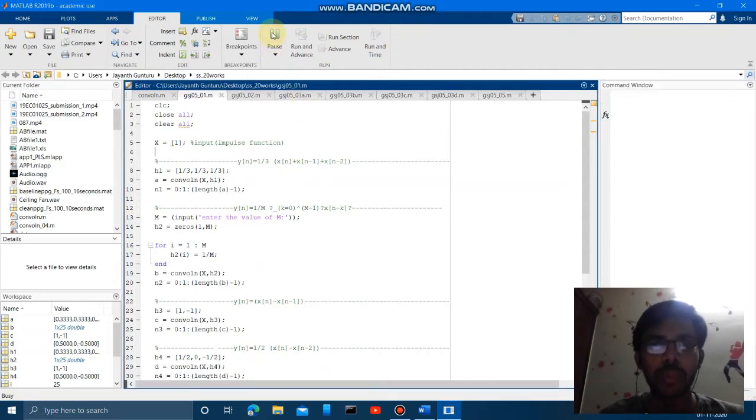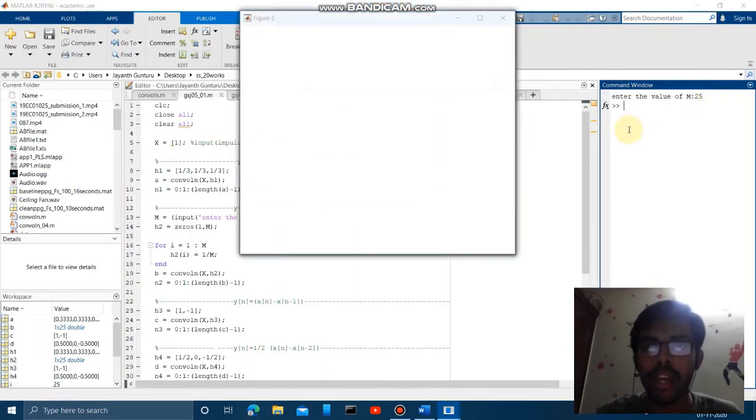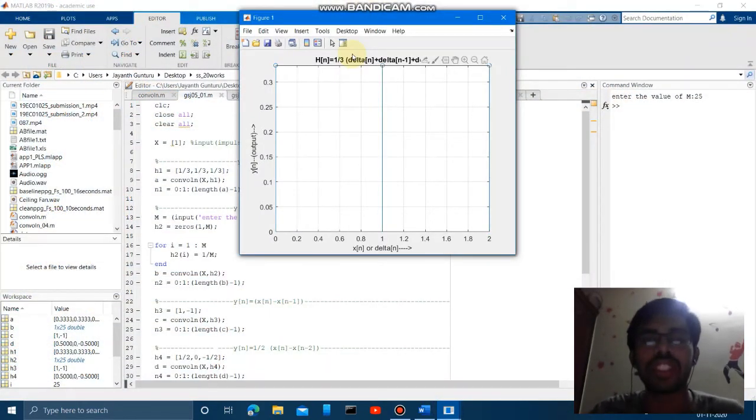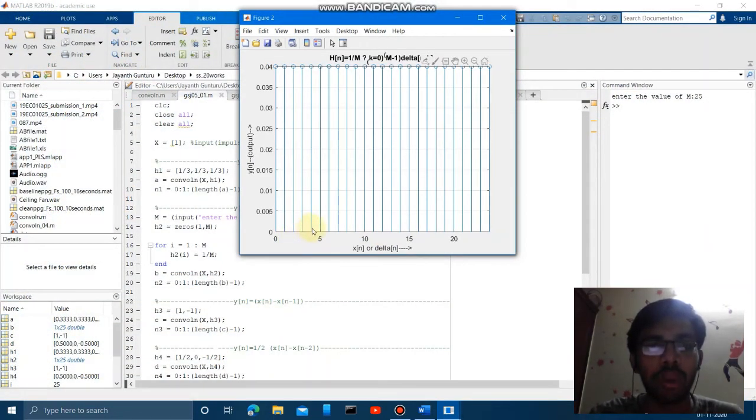If we run this program, first of all I will enter M as 25. If we see the outputs, these are the plots for the impulse responses for system A. If we observe this plot, we can see h of n equals 1 by 3 when n equals 0, 1 and 2. For the next system, we can see h of n equals 1 by 25 when n equals 0 to 24.